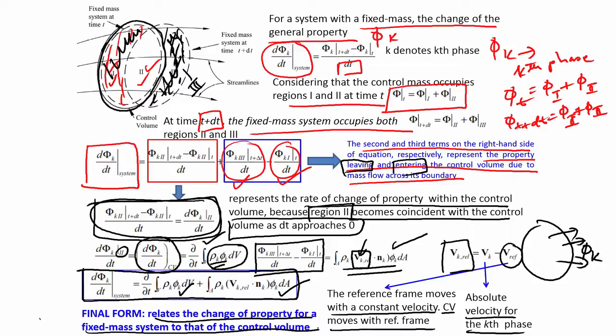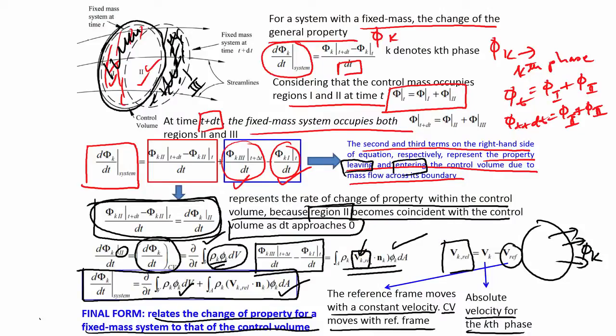Okay. So, this form relates the rate of change of property for a fixed mass system with that of a control volume. Got it? So, essentially there is a control volume, and the fixed mass is moving across the control volume. Region 1 and region 3 represent the flux, whereas region 2 is whatever was always within the control volume. So, the change in region 2 is the change of property inside the control volume, whereas region 1 is whatever is entering the control volume and region 3 is whatever is leaving the control volume. Those are the two flux terms.